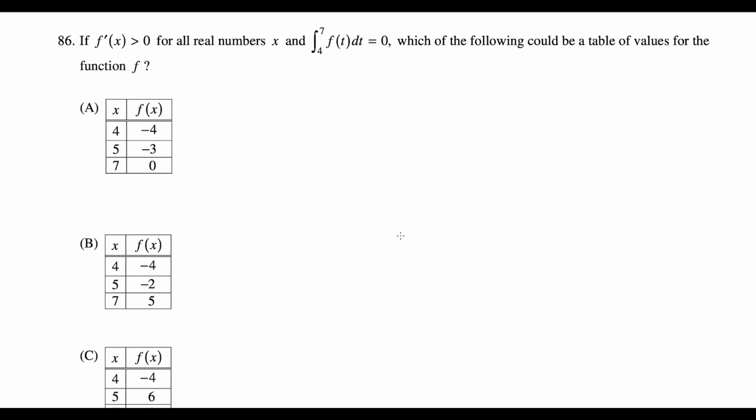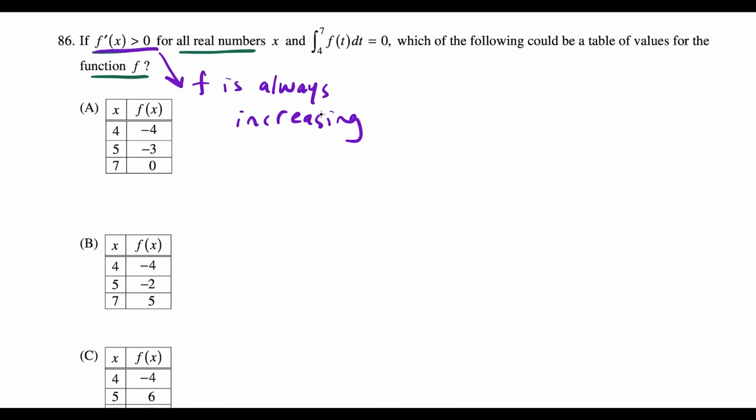Question 86 takes up a lot of space, so we'll scroll down to look at the other answer choices. But right now we have f prime is positive for all real numbers. The integral from 4 to 7 of f is equal to 0. Which of the following could be a table of values for f? So when I read this statement, f prime is positive for all real numbers. This means that f is always increasing. So we have to use this idea in the question. If f is always increasing, we could use that to eliminate some choices.